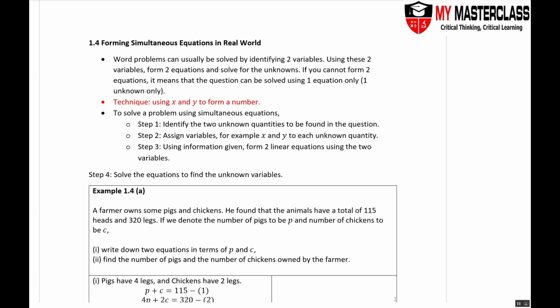It doesn't always have to be x and y, whatever you are comfortable with. In the example we'll be going through below, you'll get what I mean. Step 3: using the information given, form two linear equations using the two variables.